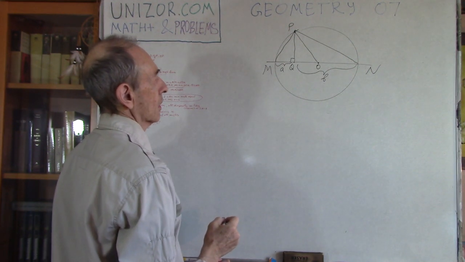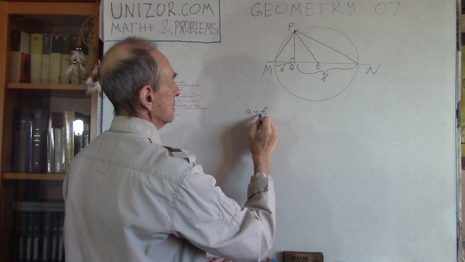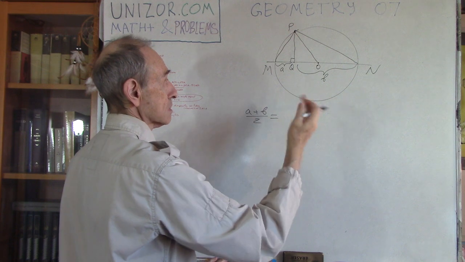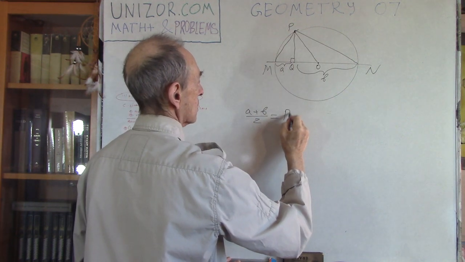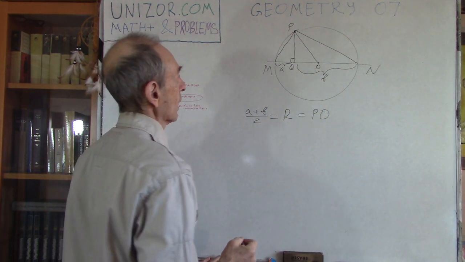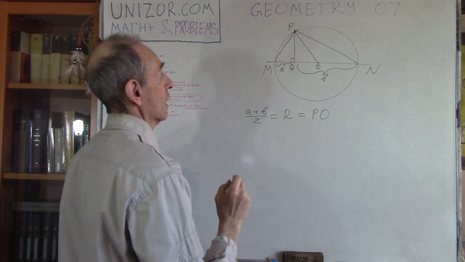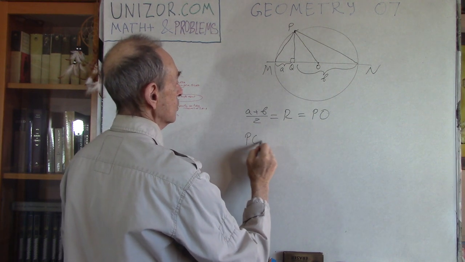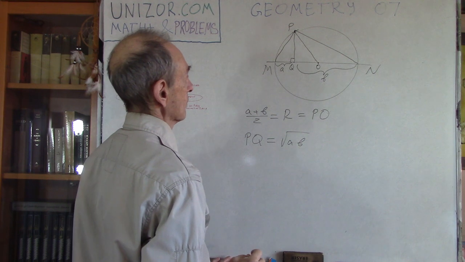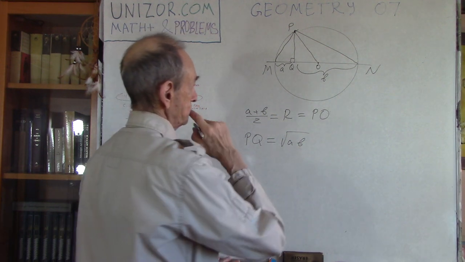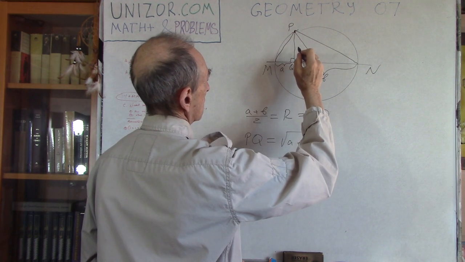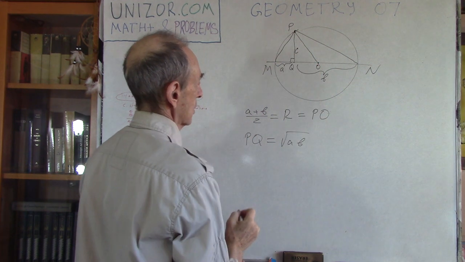So, (A plus B) divided by 2 is equal to what? Well, the whole diameter divided by 2 is the radius. So it's basically the radius PO, right? Okay, now I would like to prove that PQ is the square root of A times B. How can I do that? All right, well, let's say PQ is equal to C.